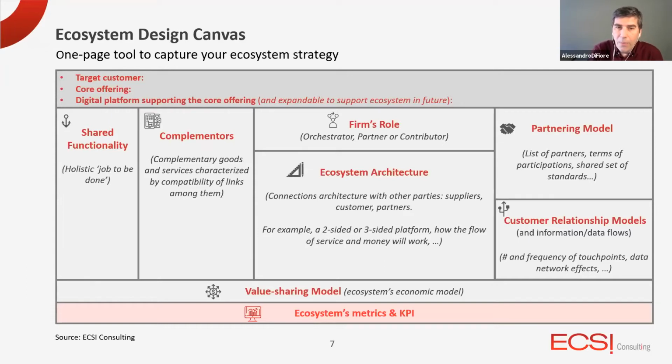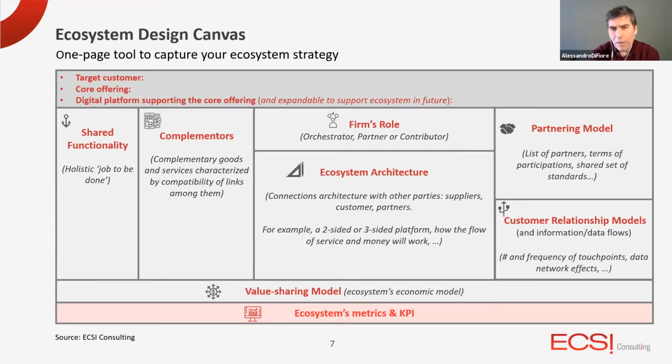Then if you go down on the left, we have a shared functionality, which is the holistic job to be done for the ecosystem. So it's not the job to be done by a single product or a single service, but it's the job to be done by the holistic overall ecosystem.